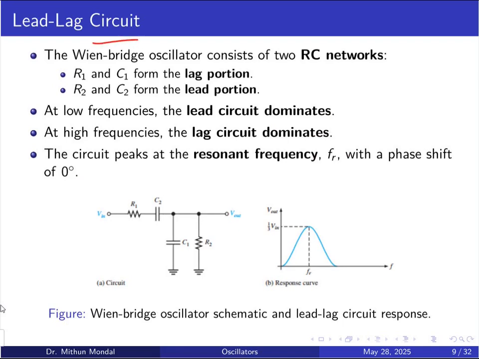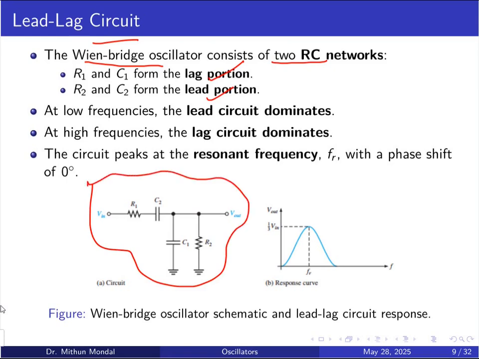The lead lag circuit, which is the primary requirement of the Wien bridge oscillator, consists of two RC networks. One is the lag portion and another is the lead portion. Here you can see the RC network circuit, where the resistor combination R1 and C1 will be forming the lag portion and the resistor R2 and C2 will be forming the lead portion.